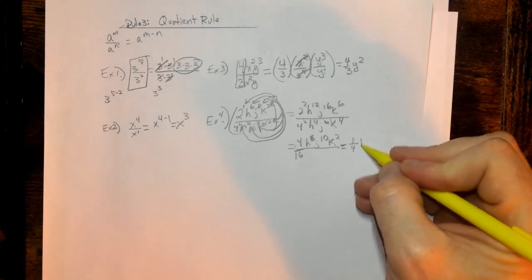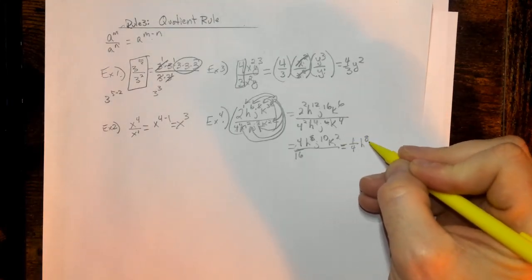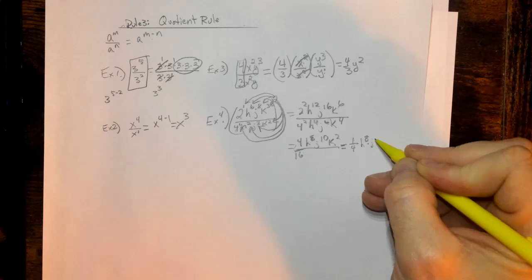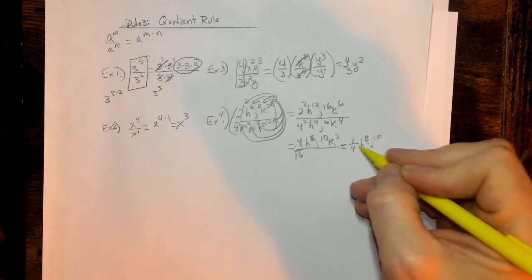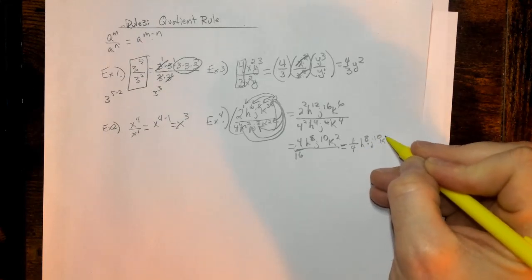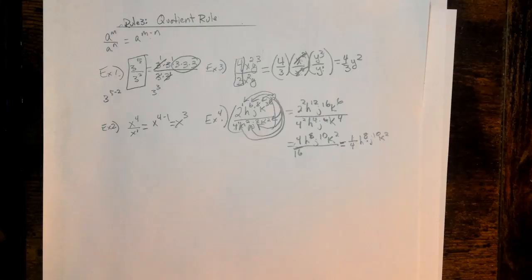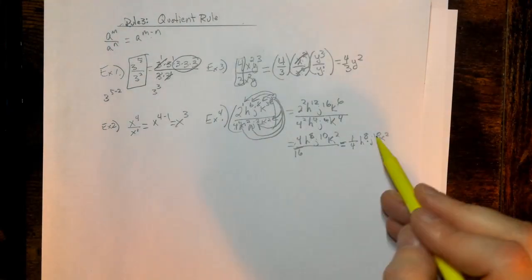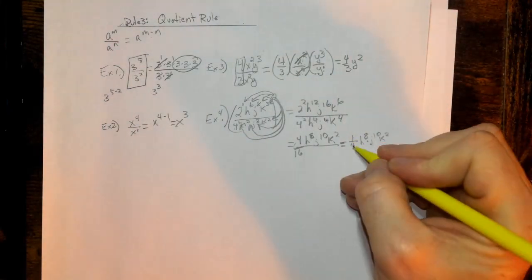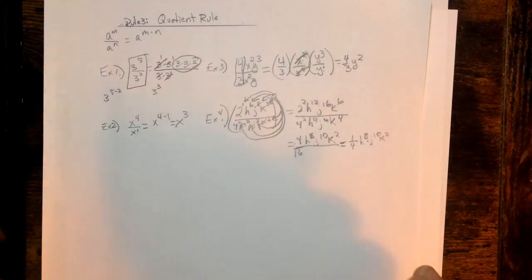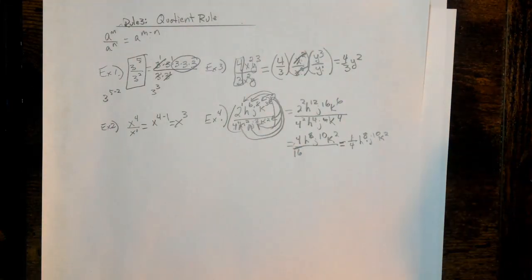And then because there is no other denominator, I can put all of these exponents with the variable terms alongside it, because the coefficient just means to multiply. So that is the quotient rule.